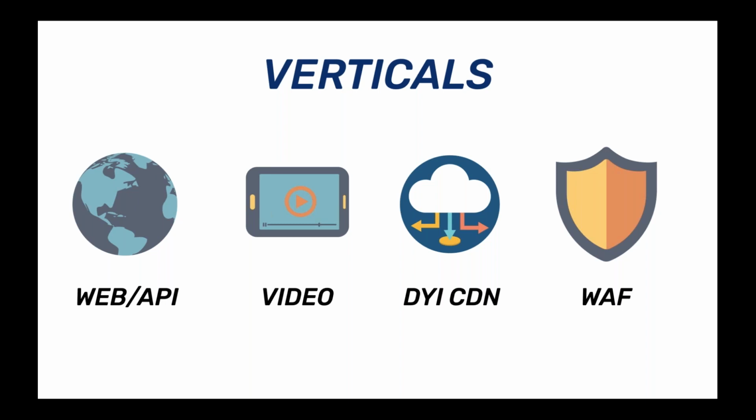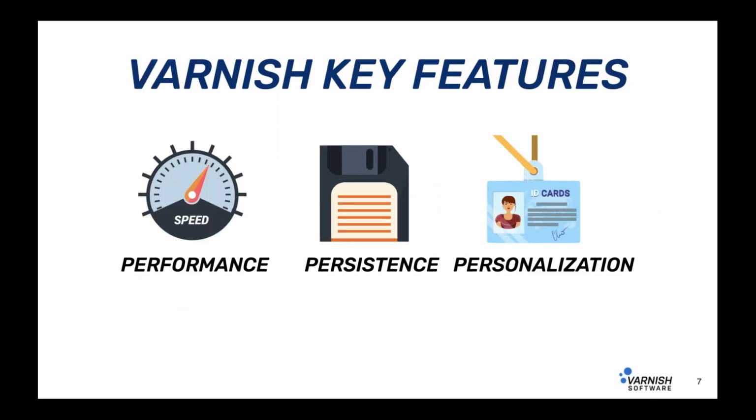Now, the first three use cases, the first three verticals, make sense. What seems to be surprising for most people is that we have a web application firewall component. We are known for protecting your origin from excessive load, but we can also protect your origin from potential intrusion attempts and malicious requests. Unfortunately, we do not have time to dive into all the features. There's a couple of key feature categories that I do want to highlight.